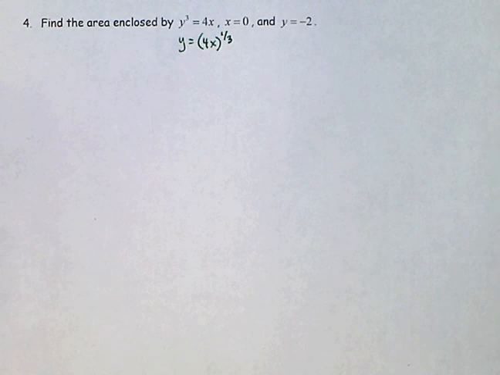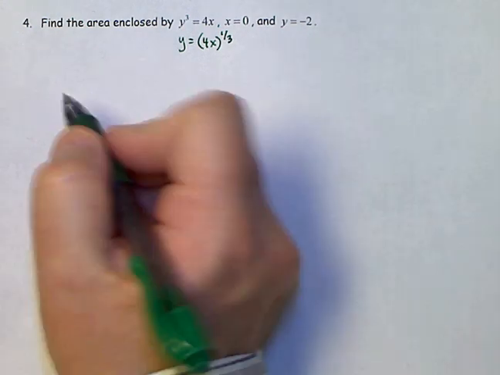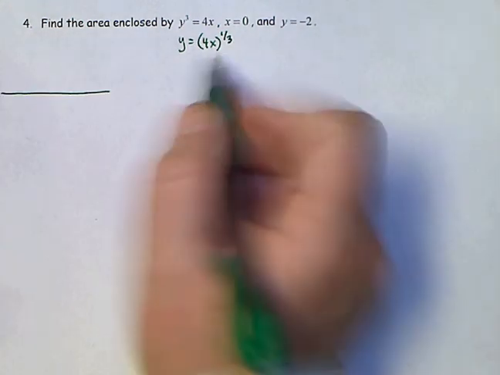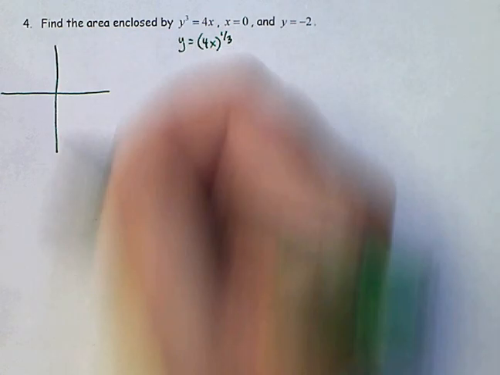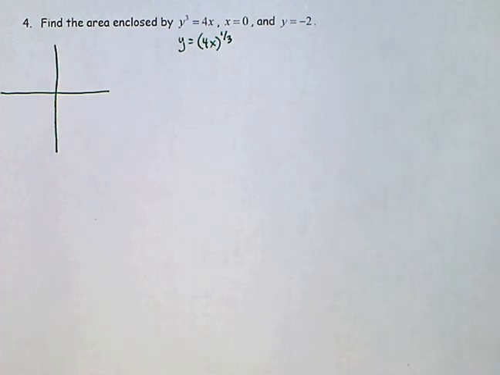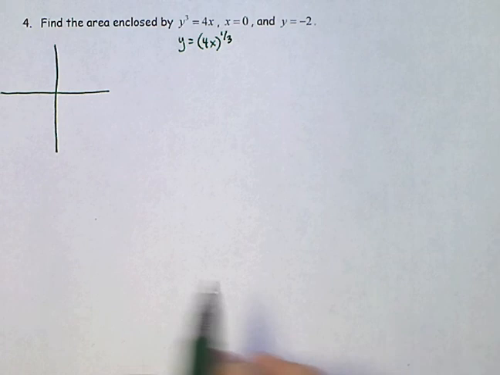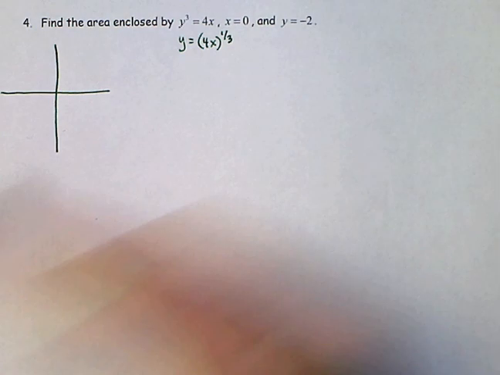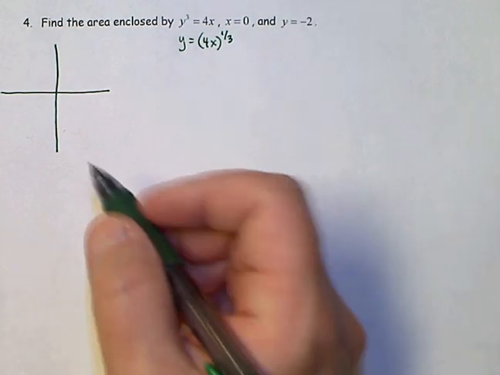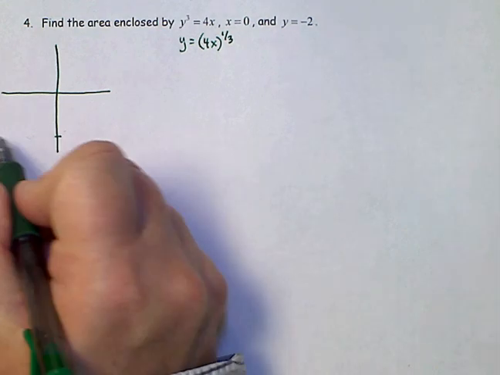I'm not sure if it will. But what we want to do is graph this so we can see what area we're looking for. So you could put that in your calculator to see what that graph looks like. That's probably the best thing to do. I know x equals 0 is one of my boundaries. Y equals negative 2 is one of my boundaries. I'll go ahead and put that one. That's the easy part.